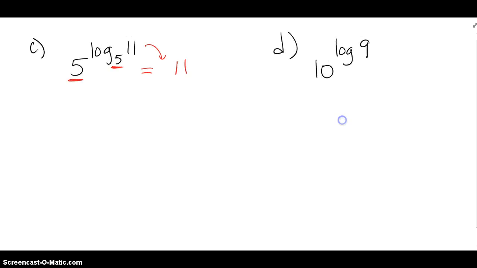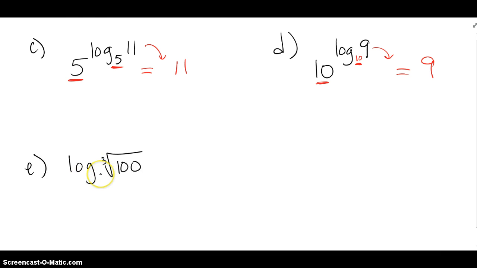Same thing for part D. Notice if a log doesn't have a base, we said automatically the base must be an invisible 10, because it's a common log. So since this base and this base are the same, the answer that pops down is just a 9. Let's look at log of cube root of 100.